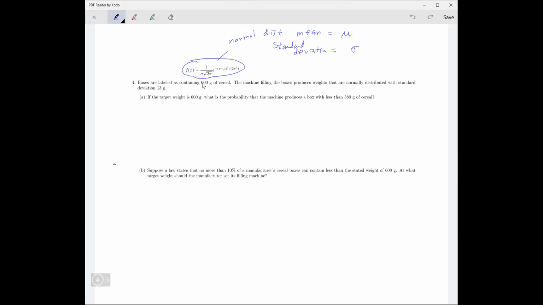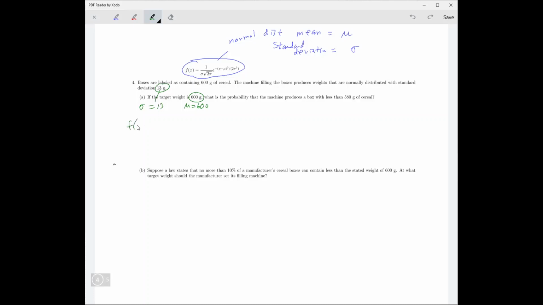Boxes are labeled as containing 600 grams of cereal. The machine filling the boxes produces weights that are normally distributed with standard deviation 13 grams. If the target weight is 600, what is the probability that the machine produces a box with less than 580 grams of cereal? So this is telling you that mu should be 600, and then you also know that the standard deviation is 13.